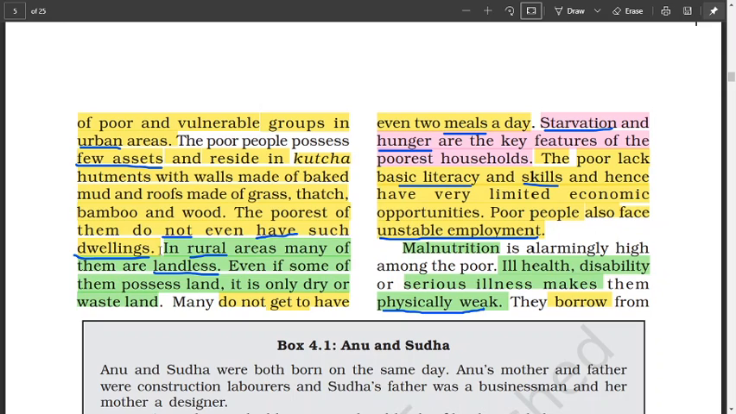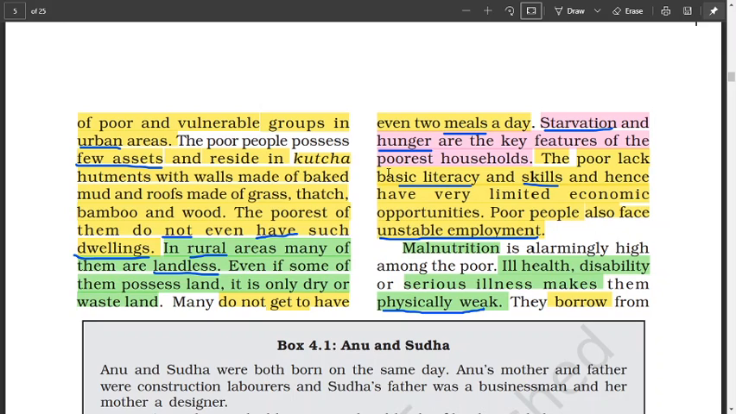That's in urban areas. In rural areas, mostly they are landless. They don't own land for their house, for farming, cultivation, and even if they possess land, it's only dry and wasteland. It's not a productive land. So they do not have, like I've said, 2 meals a day.